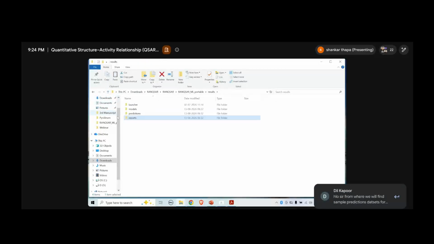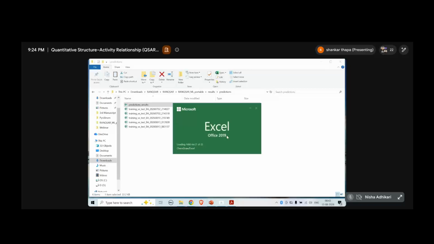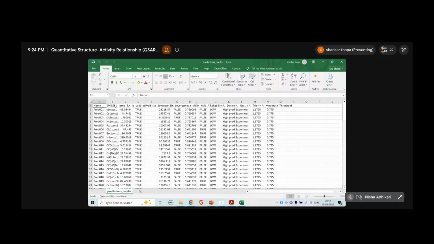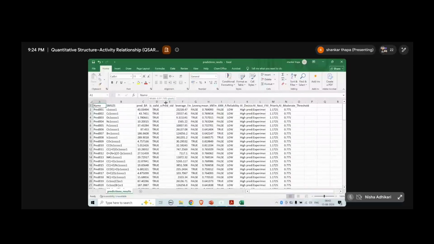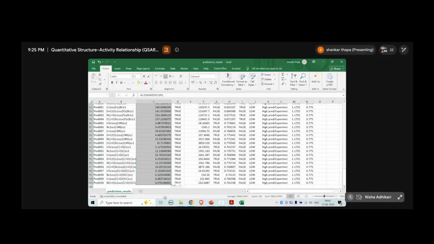And then the prediction value, you can get it from this prediction value. The predicted result, if you open this Excel file, you can get it. So this is your predicted pIC50 value, which you can use.